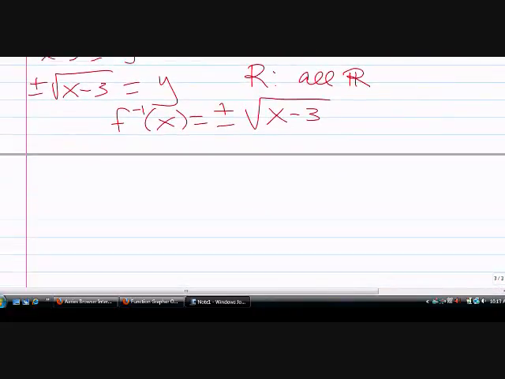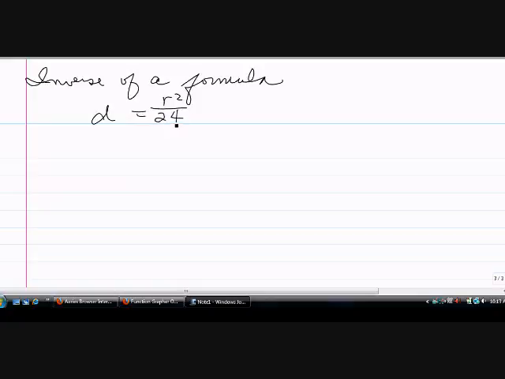Okay. So now let's go to some stuff that's not quite as hard, I think. Formulas. If I want to find the inverse of a formula, let's say I have a formula for science. This is distance equals r squared divided by 24. I don't know, this is something about a skidding car. I'm not even sure what r is when it comes to a skidding car. R miles per hour. Okay.